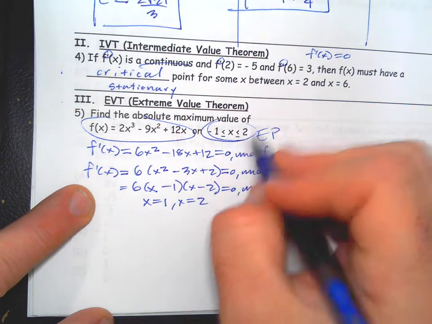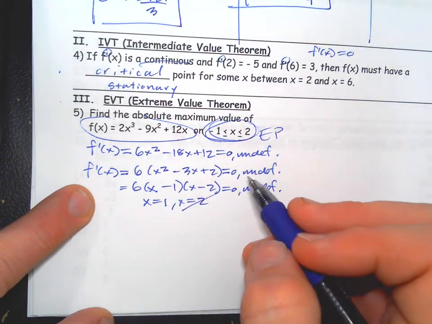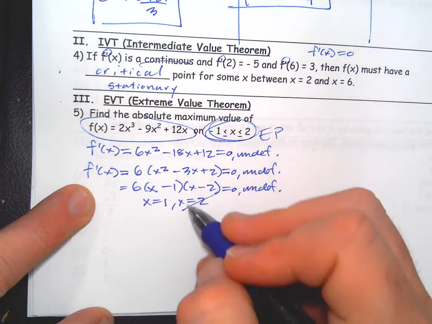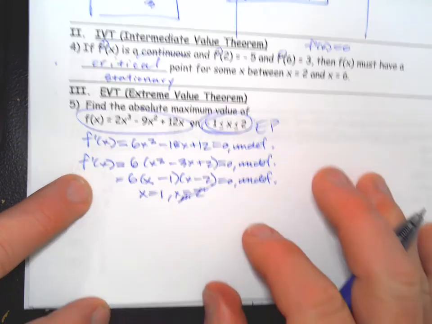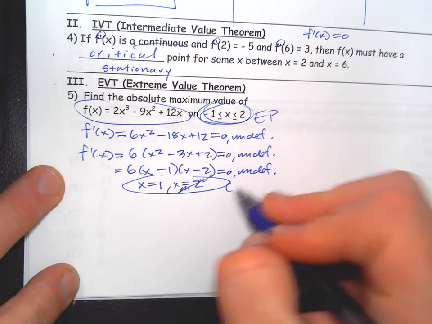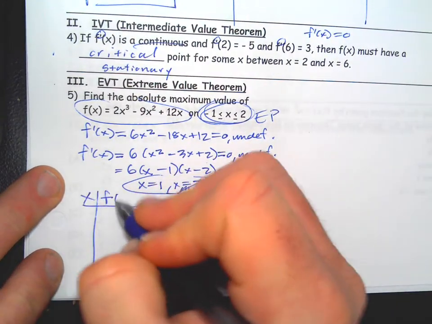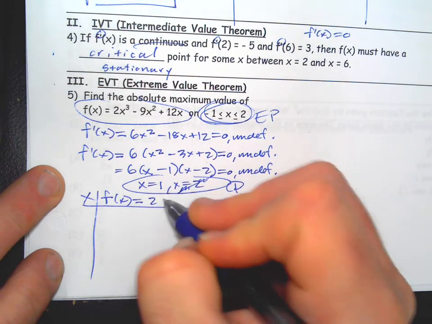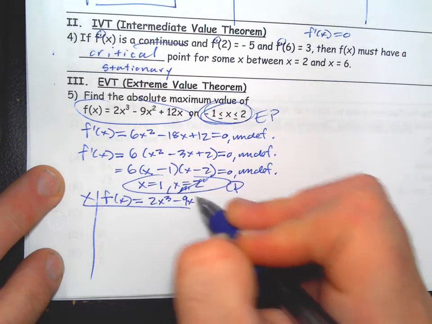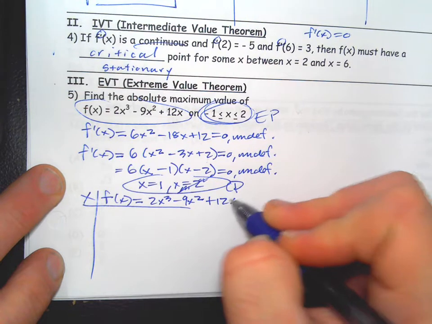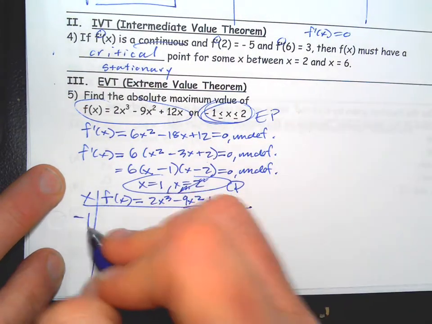And so x equals 1 and x equals 2. But they've got to be between the endpoints. These are your critical points. You've got to make a table. x, f of x, the original function, 2x cubed minus 9x squared plus 12x. Endpoints, negative 1, 1, and 2.